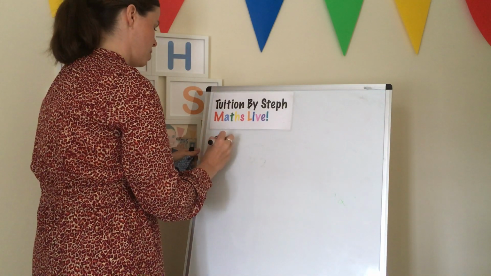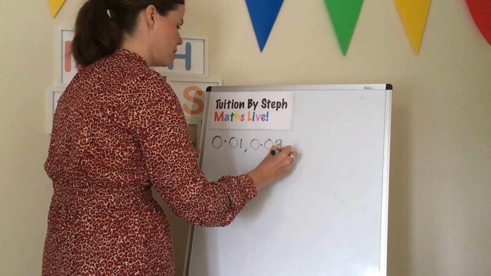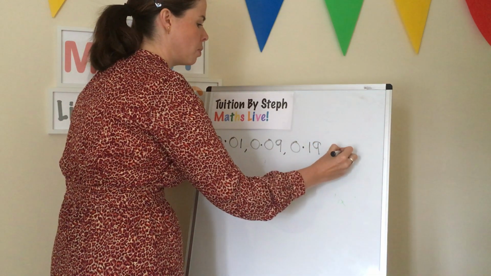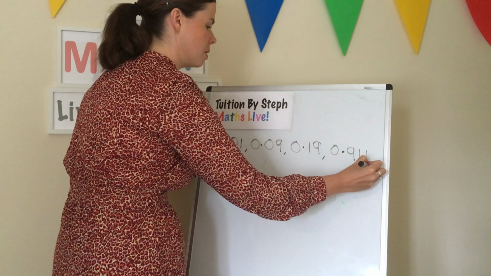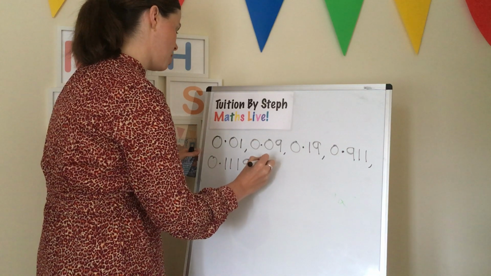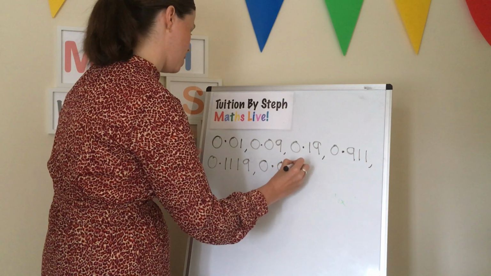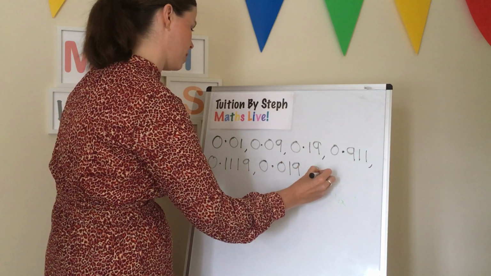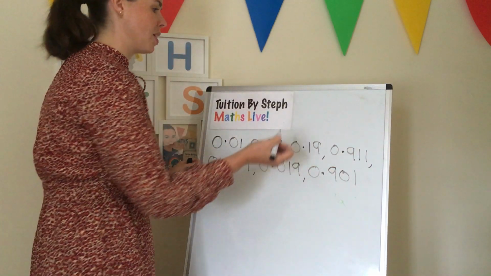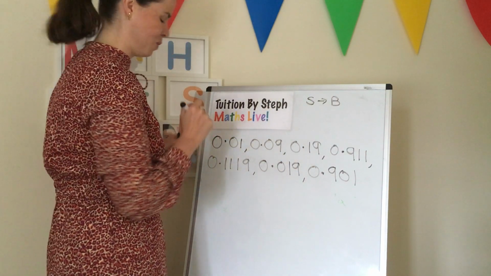I'm going to put 0.01, 0.09, 0.19, 0.911, 0.1119, 0.019, and then 0.901. Have to be careful, make sure I don't write the same number. And I'd like smallest to biggest, please. Pause now. Smallest to biggest.